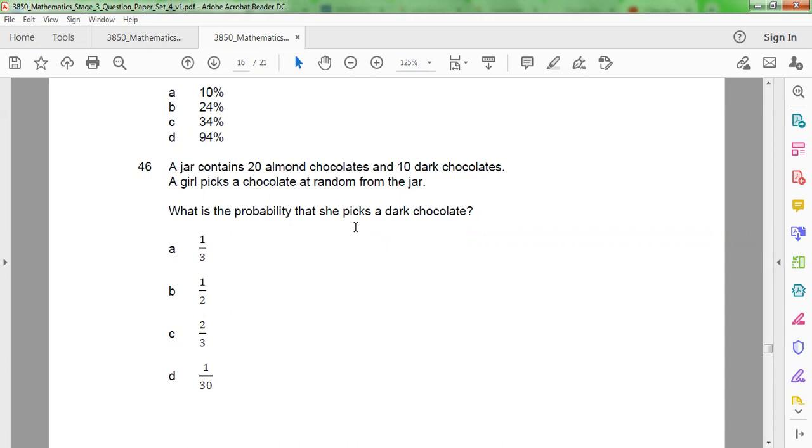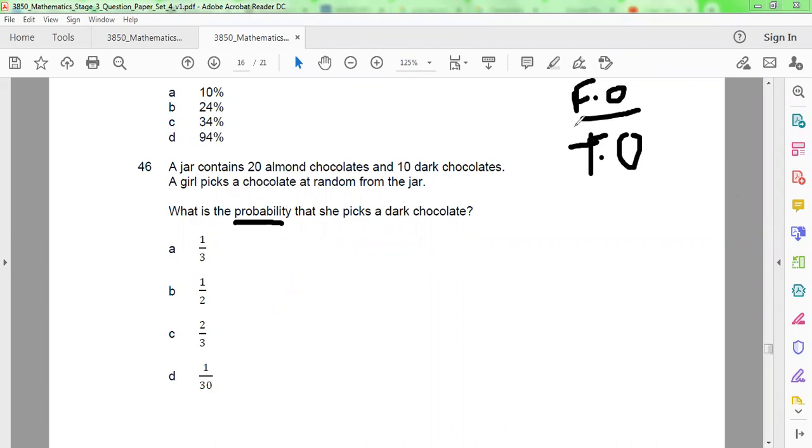All right, so this is a probability question. So remember, probability is your favorable outcome, what you want. Sorry, not your favorable outcome, your total possible outcome. And your favorable outcome is what you divide it by. So your favorable outcome, what you want, is divided by your total possible outcome.